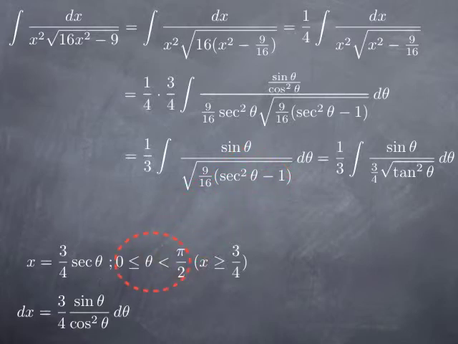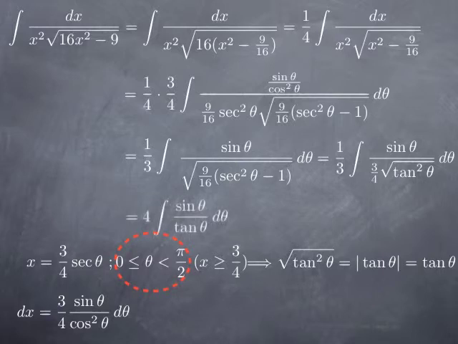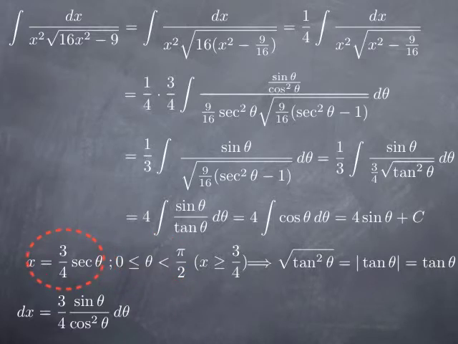But we have picked theta to be between 0 and pi over 2. In other words, we're looking for an antiderivative on the interval 3/4 to infinity for x. And that means that tangent theta is positive, and therefore square root of tangent squared theta is really tangent theta. So 1/3 over 3/4 is really just 4. And so we have 4 integral of sine theta divided by tangent theta. But tangent is really sine over cosine, so that simplifies as 4 integral of cosine theta. The antiderivative of cosine theta is just sine theta, so we end up with 4 sine theta plus c.